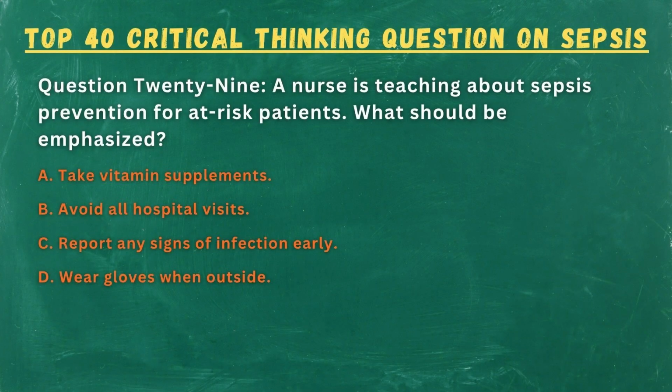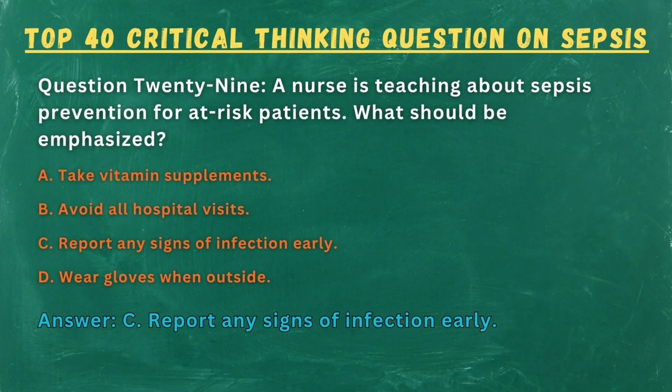Question 29. A nurse is teaching about sepsis prevention for at-risk patients. What should be emphasized? A. Take vitamin supplements. B. Avoid all hospital visits. C. Report any signs of infection early. D. Wear gloves when outside. Answer: C. Report any signs of infection early.